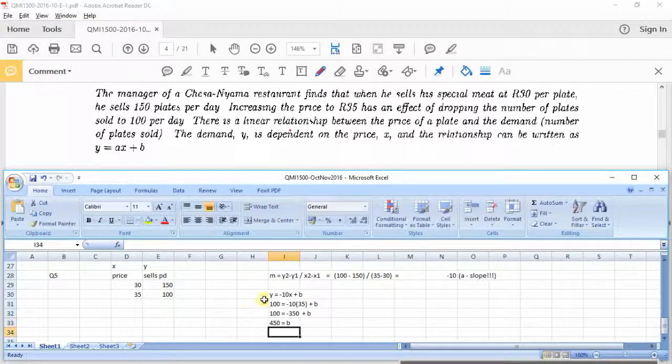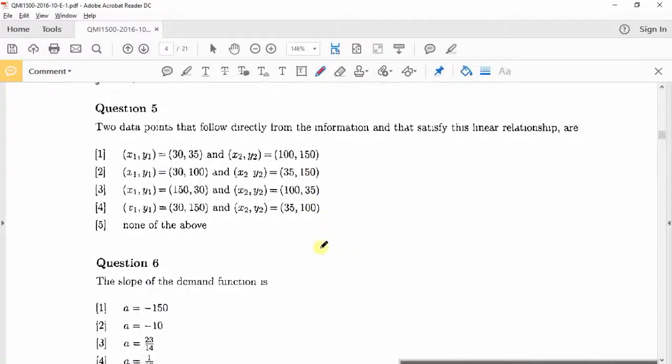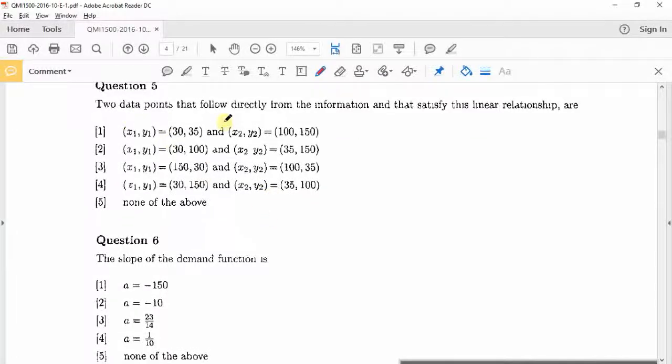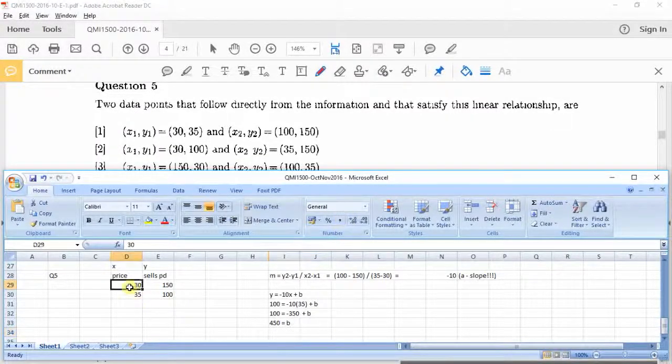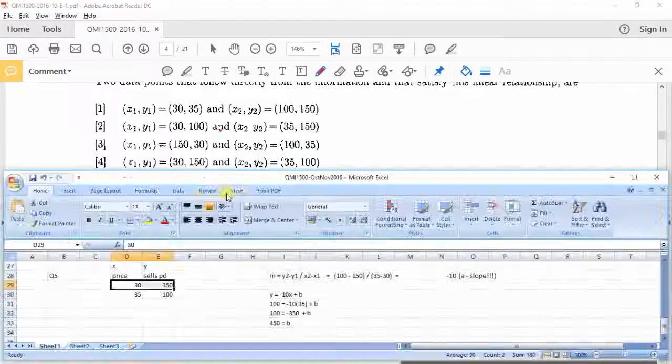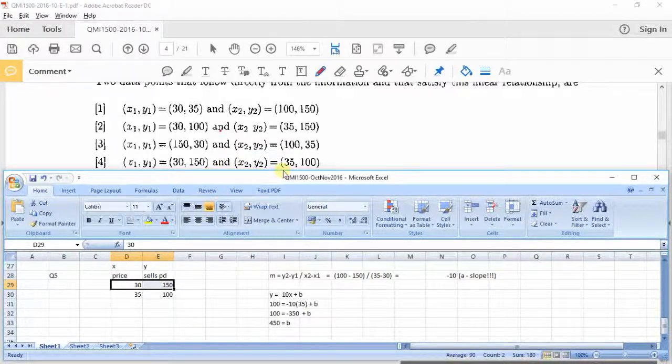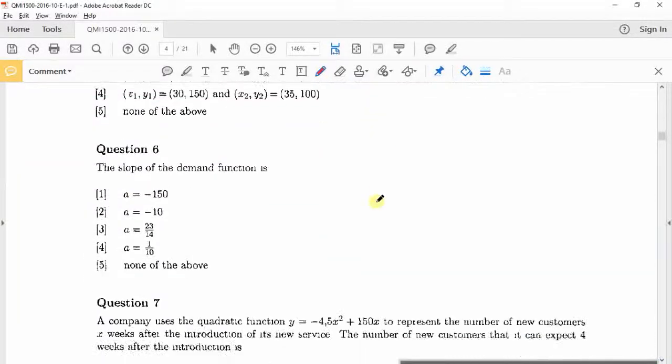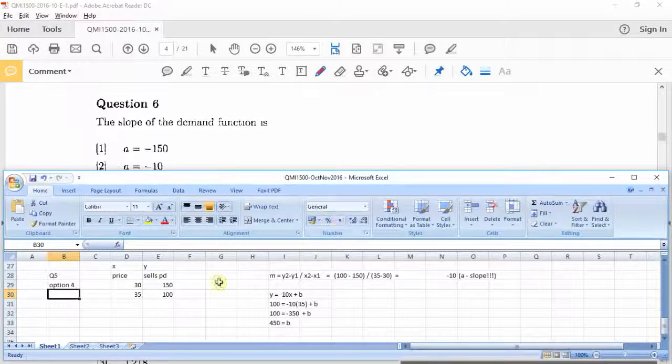Now, 2 data points: 30 and 150, where X is 30 and Y is 150, and 35 and 100. So that's option 4. Then question 6 asked about the slope, which was minus 10, so I even did too much. Question 6 was minus 10, option 2. You don't have to worry about the B. I haven't worked out the B.